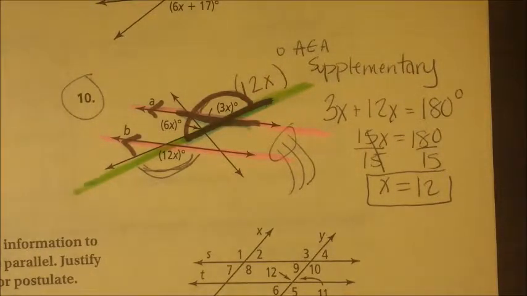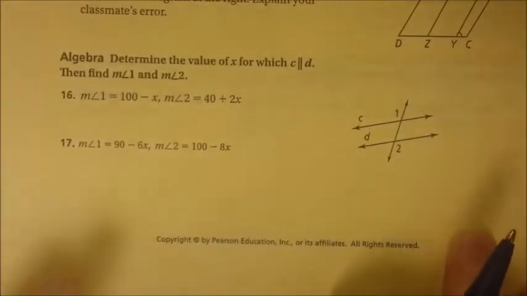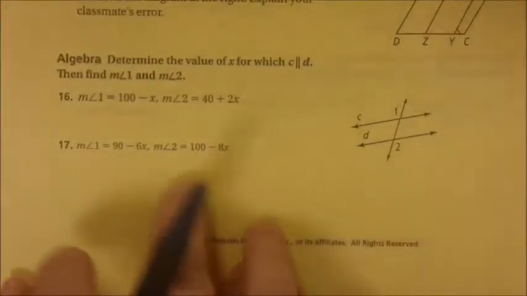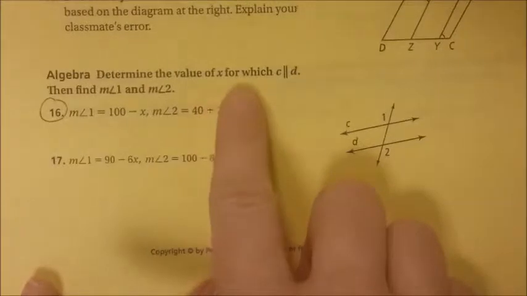Okay? Looking down below, same page. Maybe I should zoom out. We're having an autofocus issue here. That's a little better. Okay, same page at the bottom. Let's look at number 16. Determine the value of x.